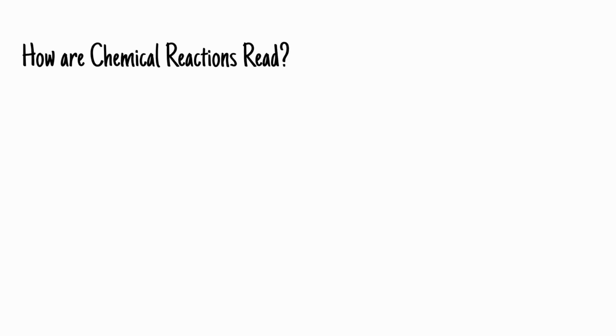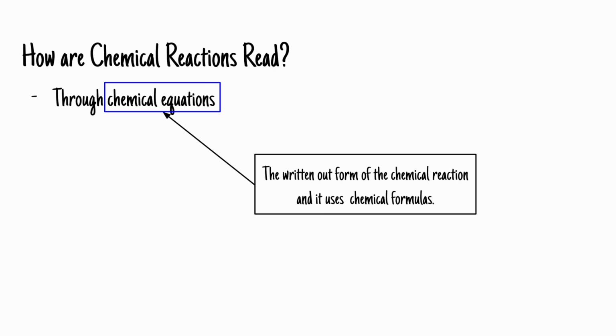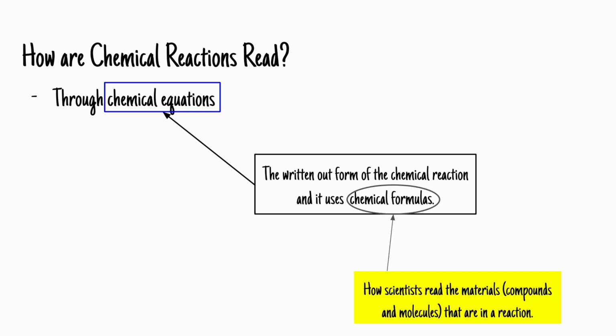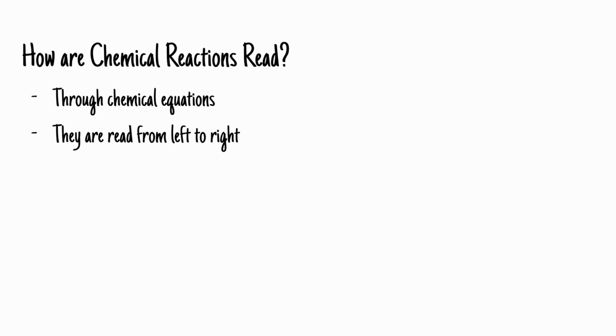How are chemical reactions read? Well, they're read through chemical equations. Now, you see that phrase, chemical equations, you might be asking, what is a chemical equation? A chemical equation is the written out form of the chemical reaction, and it uses chemical formulas. Now you see this phrase, chemical formulas. A chemical formula is how scientists read the materials, compounds, and molecules that are in a reaction. I have a whole video on chemical formulas. If you need help reading them and knowing what they are more in depth, the video will be linked down below. Chemical equations are read from left to right.